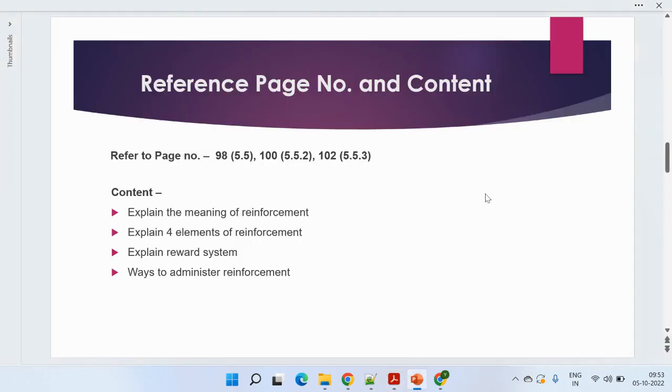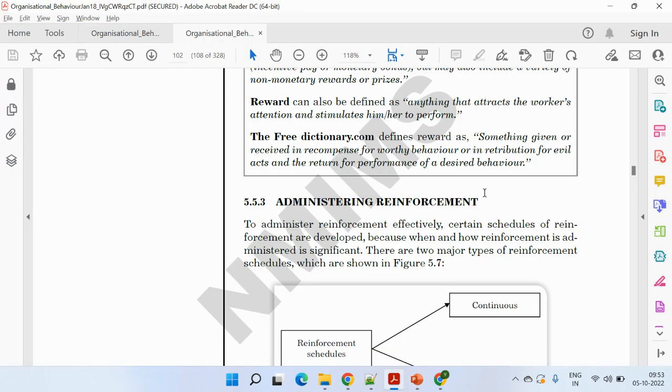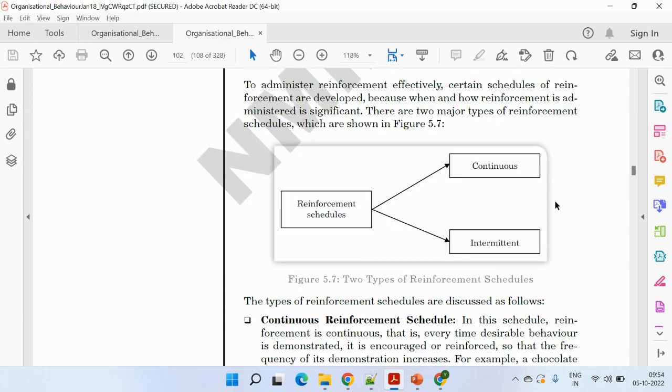Then last but not least, you can specify a bit about the ways to administer reinforcement, although it's not a mandatory part. But yes, if you are short of words, you can surely mention these things. Why is it important? Because the reward system is one aspect, but the second thing is the way of rewarding and the frequency, whether it's continuous or intermittent.